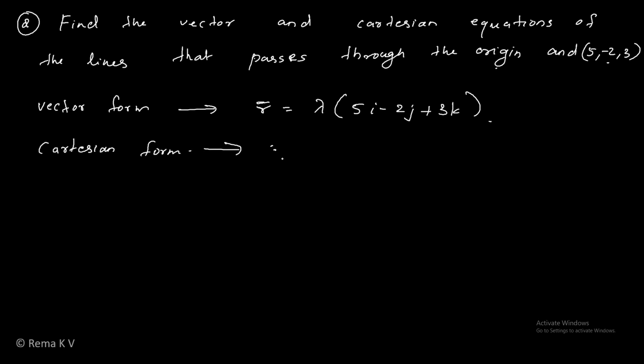So okay, the Cartesian form is x by 5 equals, since x1, y1, z1 are 0, 0, 0, (x minus 0) by (5 minus 0) equals (y minus 0) by minus 2, which is equal to (z minus 0) by 3. So this is the Cartesian form.